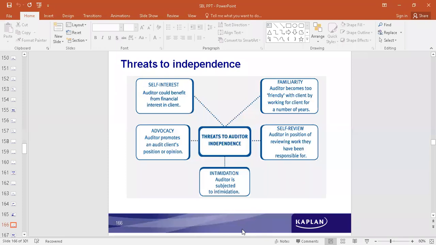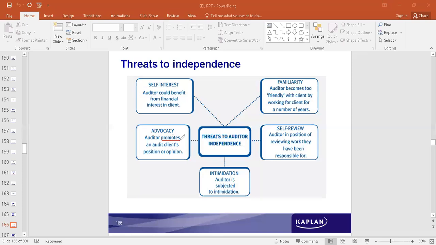The next one is advocacy. The auditor promotes an audit client's position or opinion. So what does it mean? We can take advocacy to be a kind of recommendation. When the auditor promotes an audit client's position or opinion, that is referred to as advocacy. So that is another threat to auditor independence.